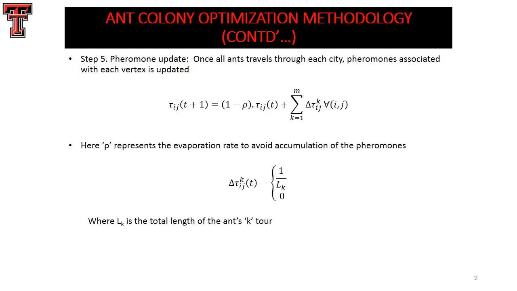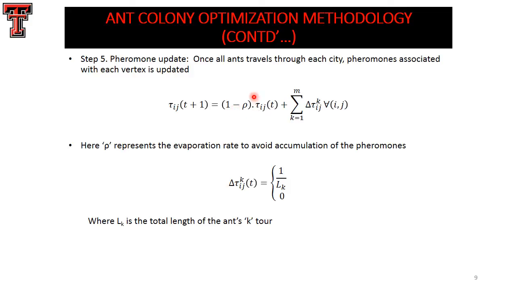Once all ants have traveled through each of the cities, the next logical step is the pheromone update. Pheromone associated with each edge is updated using the following relation. Here, rho represents the evaporation rate, and it prevents the accumulation of pheromones along a particular path. Delta tau ijk represents the amount of pheromone that needs to be added to the path traveled by the ant k. It is calculated based on the following expression. Here, Lk represents the total length of the path traveled by the ant k.